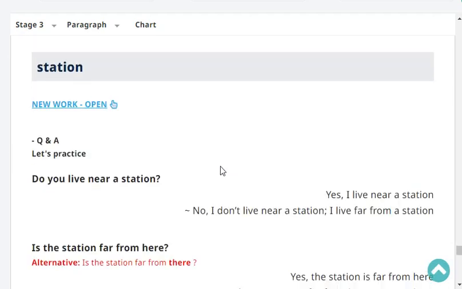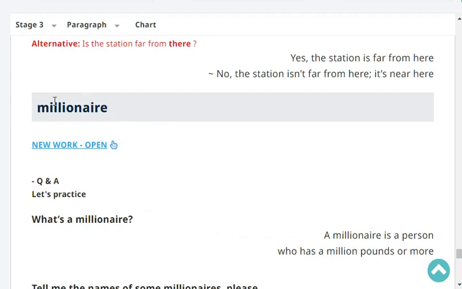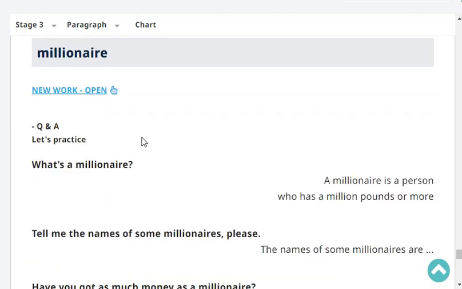Do you live near a station? Yes, I live near the station. Is the station far from there? No, the station isn't far from here. It's near here. Yeah, but if you're there, it's far, right? Okay.